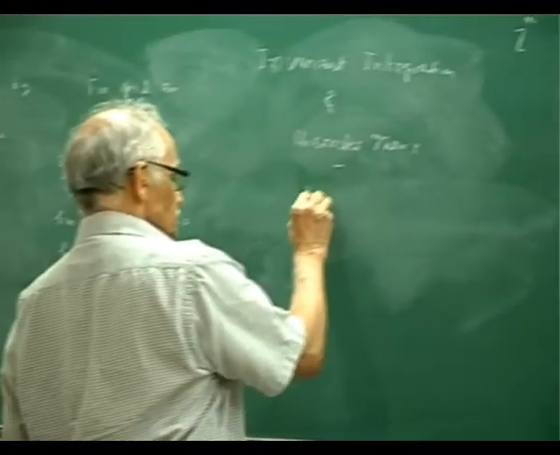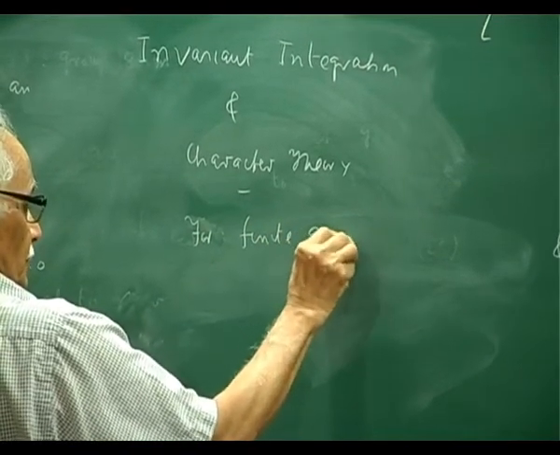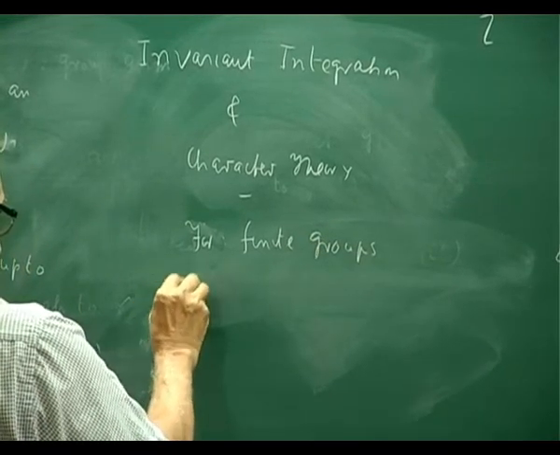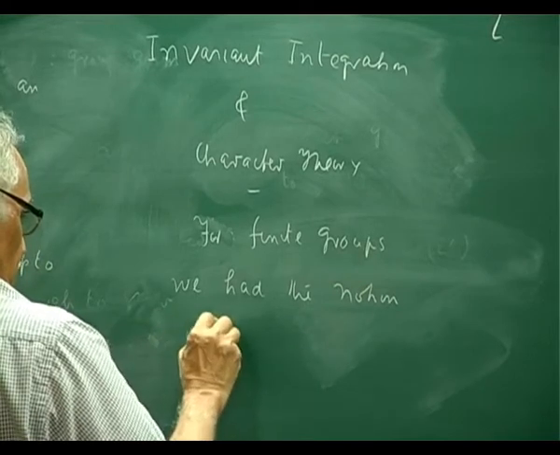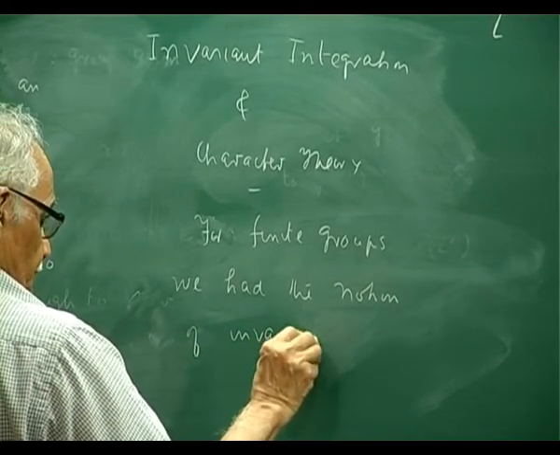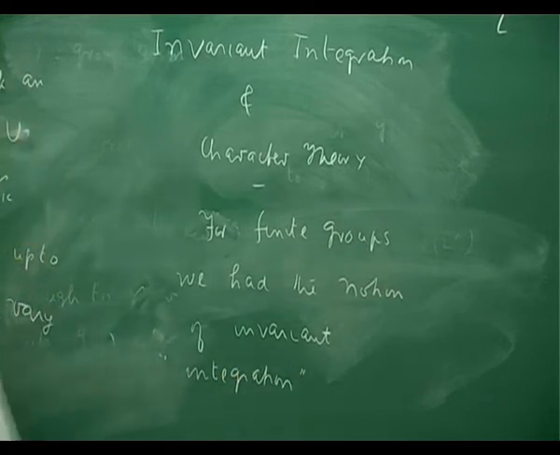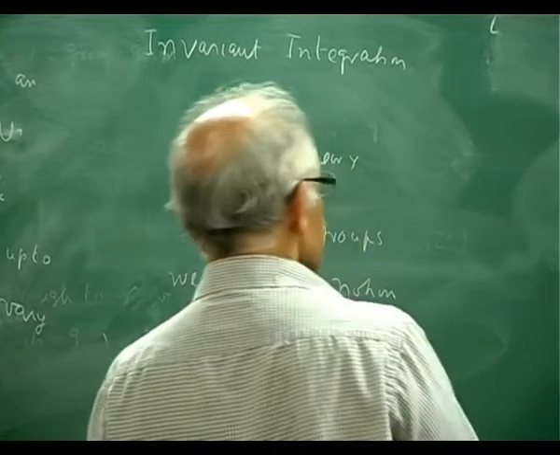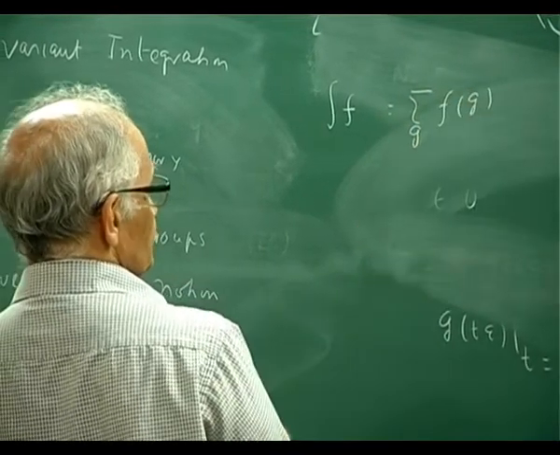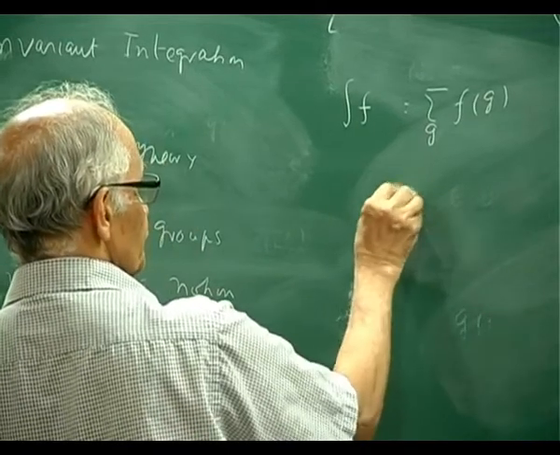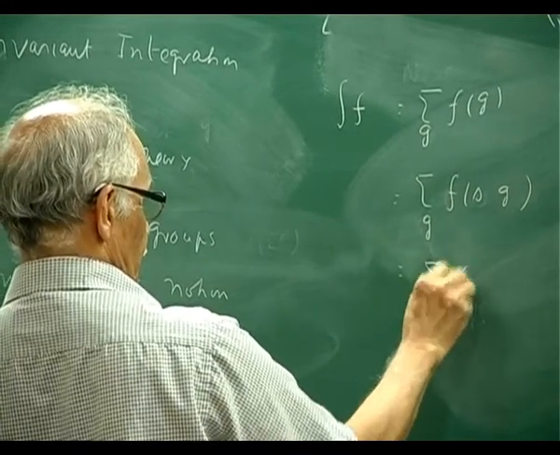We saw that in finite groups. For finite groups, we had the notion of invariant "integration", which is, let's say, the summation over g of f of g, and which had the property that it equals the summation over g of f of gs.